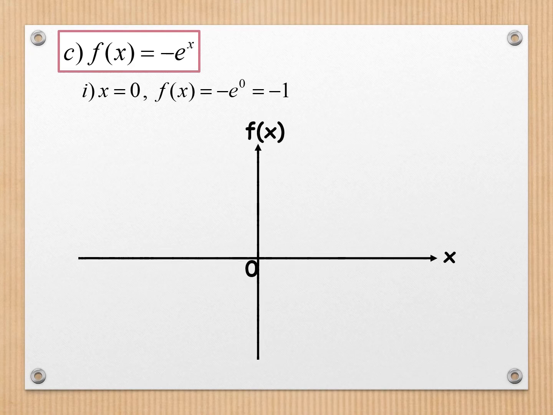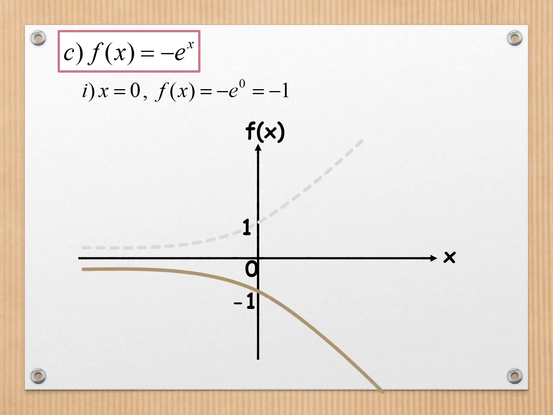e to the power x is like this. This is e to the power x. The dotted curve is e to the power x. Then we reflect it below the x-axis. So the graph of f(x) equals -e to the power x is below the x-axis with y-intercept -1. So this is the graph of -e to the power x. From this graph, we notice that the domain is negative infinity to infinity, but the range is negative infinity until 0. 0 is not included.